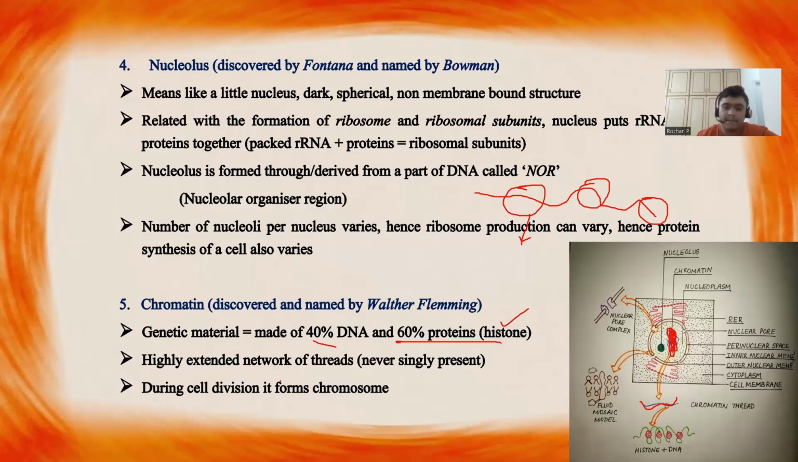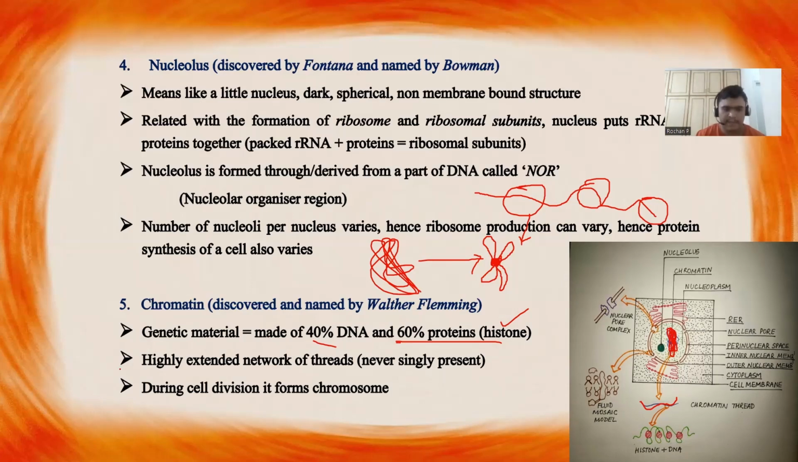What is going to happen during cell division? When a cell is dividing, these thread-like structures are going to form a structure like this. This is called a chromosome. So chromatin is going to form chromosomes during cell division. That is about chromatin, and it was discovered by Walter Flemming. Chromatin has genetic material which helps in transmission of traits and characters from one generation to another generation. So this is about chromatin.